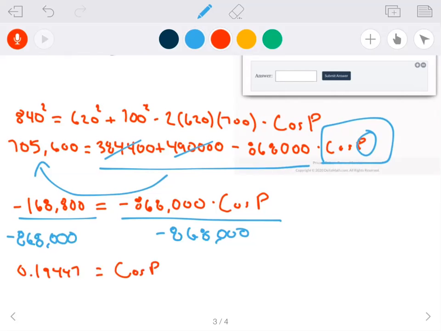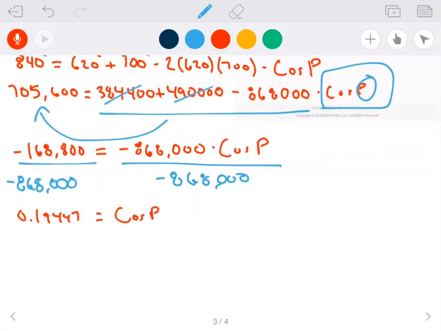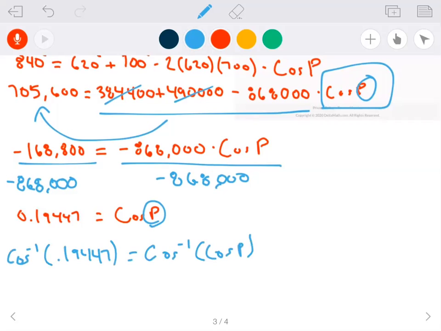Now this is where I want to show you guys my calculator. We want P by itself, right? So the way that you do that is you have to take the inverse cosine of both sides. So I need to do cosine to the negative 1 of 0.19447, and also do that to the other side, cosine to the negative 1 of cosine of P. That will cross out, so we're left with P, and then I'm going to get something in result here.